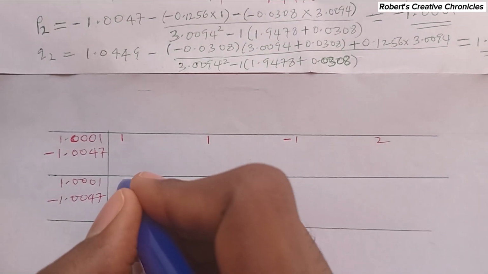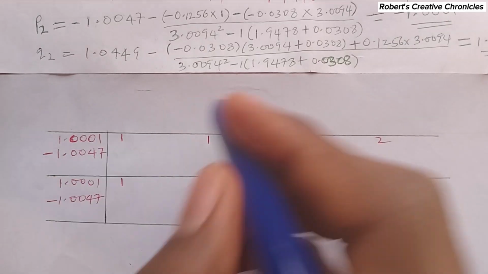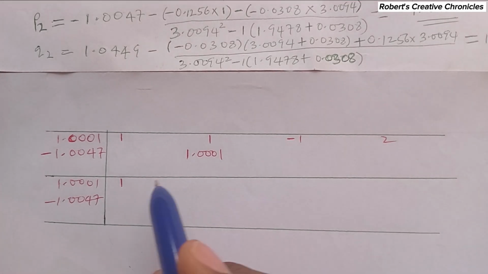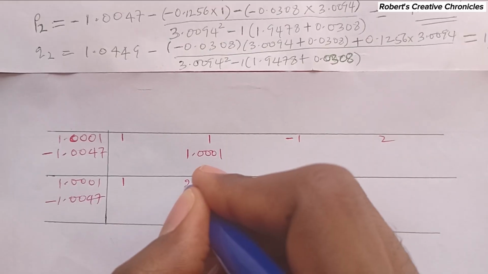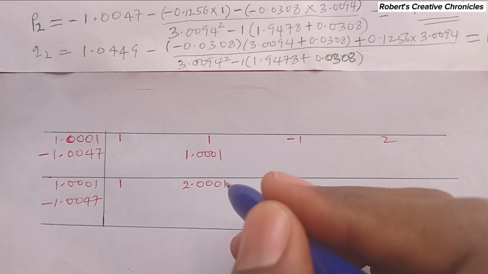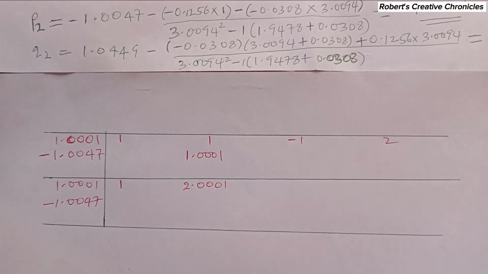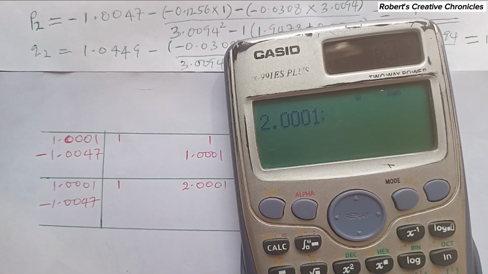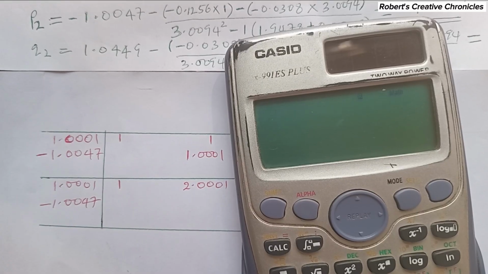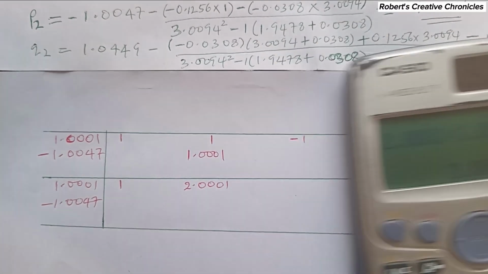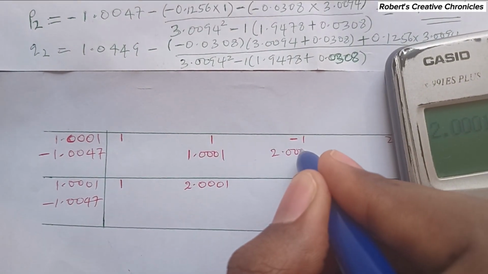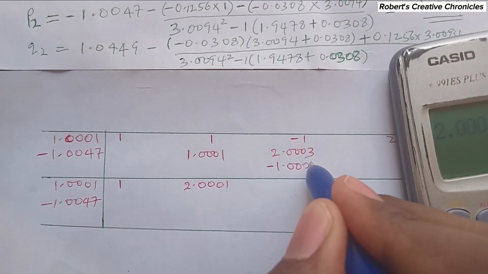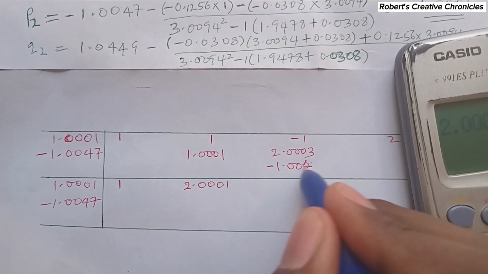So now we'll bring down this one. Then 1 multiplied by this is 1.0001. Then we'll add this, this becomes 2.0001. So then this, 2.0001 multiplied by 1.0001 is 2.0003. Then this times this is negative 1.000047.